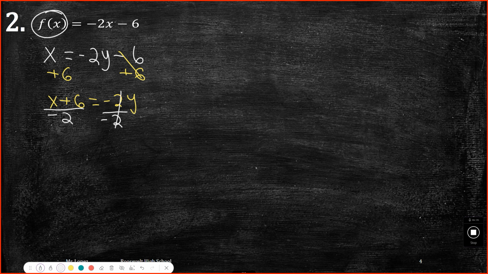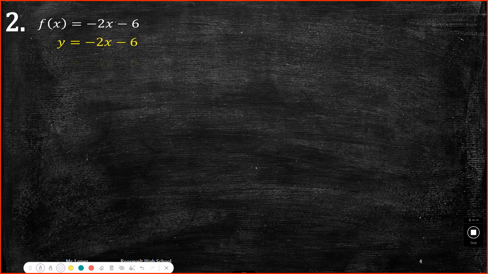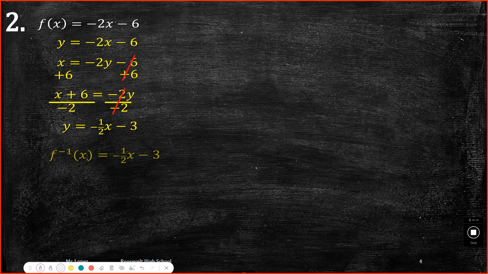So I'm already going to go ahead and switch this y, because it's by itself already. The y will now become what? F inverse of x. Then I'm going to put it here. And then I'm going to divide, in front of x is a 1. 1 divided by negative 2 is negative 1/2 x. And then 6 divided by negative 2 is what? Negative 3. So there it is. That's it. Yes, got it.